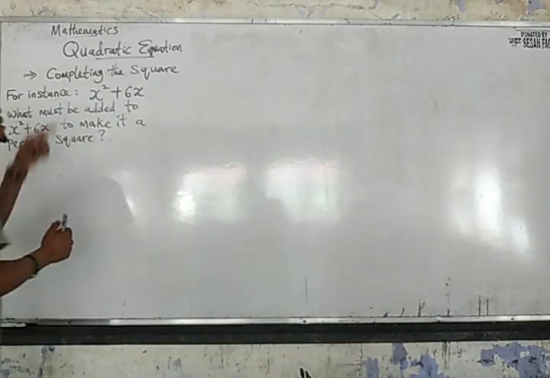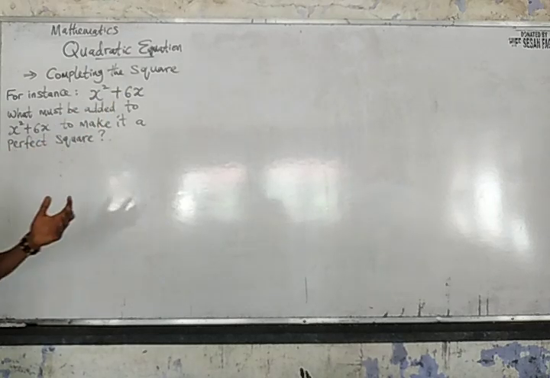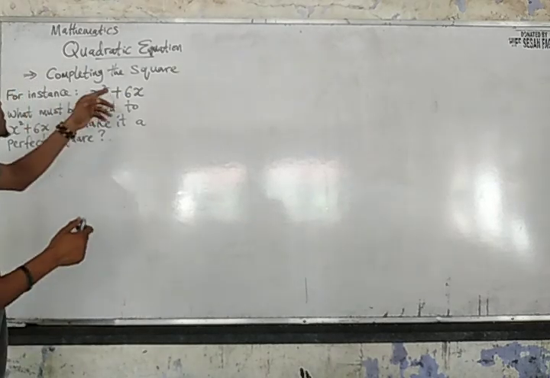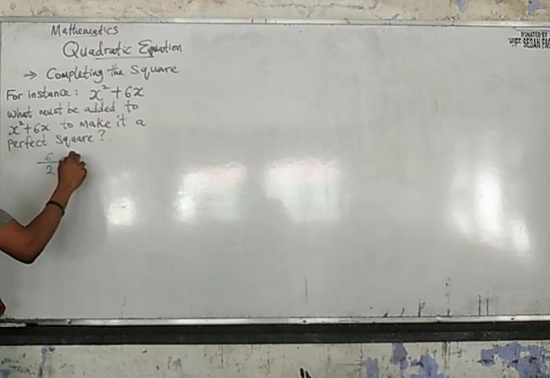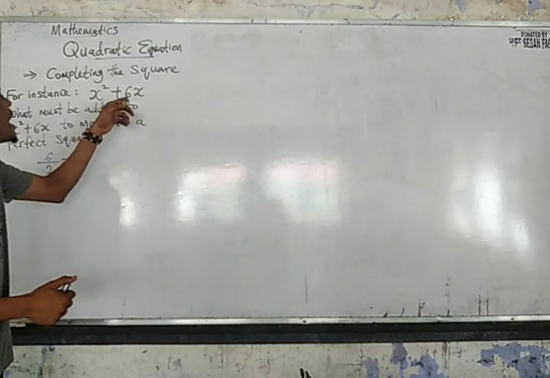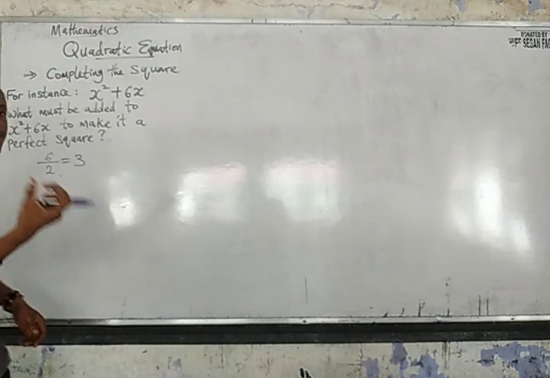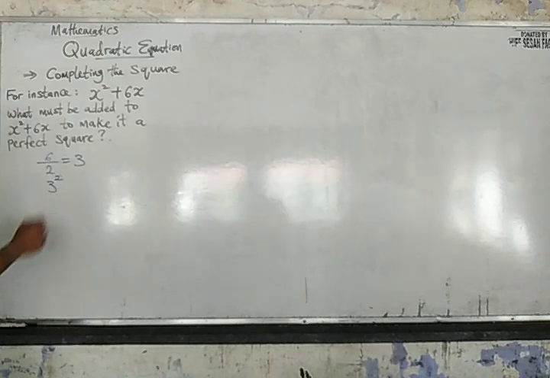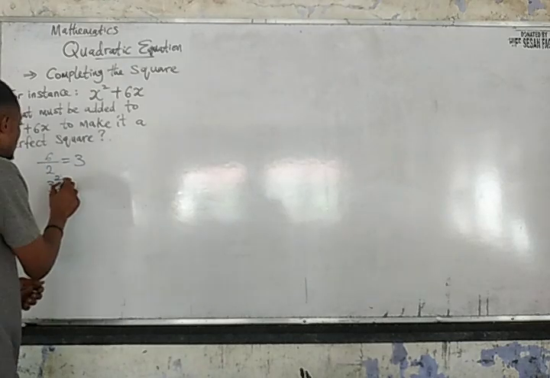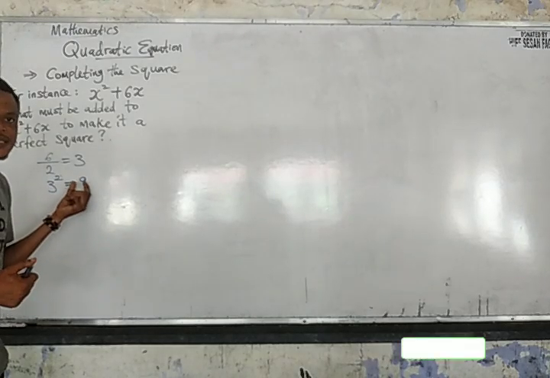So what do we have here? This 6 is the b. So we are going to pick it, get the half of the b. And half of the b, which is 6 here, is 3. So we say 6 all over 2, which is going to be 3. We are getting the half of the b. Then the next thing is to square the half of the b, which is going to be 3 raised to power 2. And 3 raised to power 2 is going to be equal to 9. So this is our constant c.